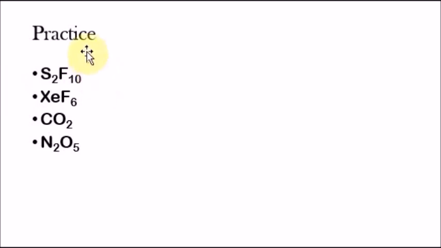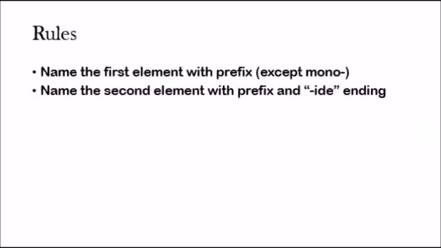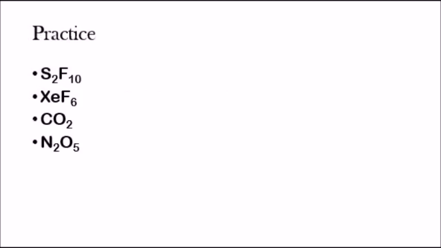So let's first ensure that all four of these are indeed binary covalent compounds before we name them with our binary covalent compound rules. First, let's make sure all these compounds have two elements, hence the binary. If you look here, all of these compounds have two elements. This one has sulfur and fluorine, this one has xenon and fluorine, this one has carbon and oxygen, this one has nitrogen and oxygen. So they are binary compounds.